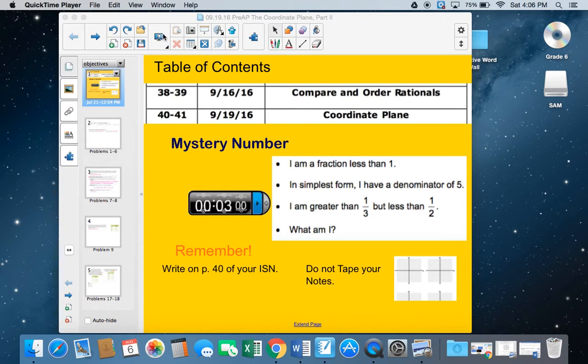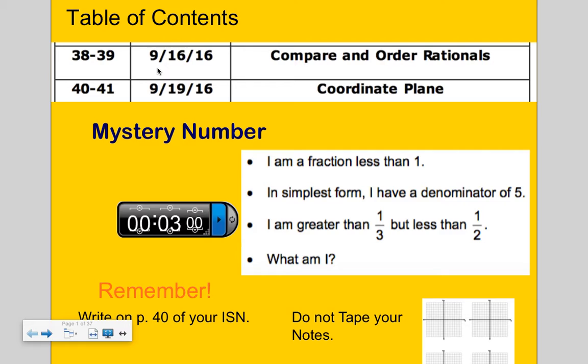The coordinate plane with rational numbers. Again, what are rational numbers? Rational numbers are any numbers that can be written in a fraction form. It could be a whole number, an integer, a decimal. So let's look at our mystery number, our number routine.